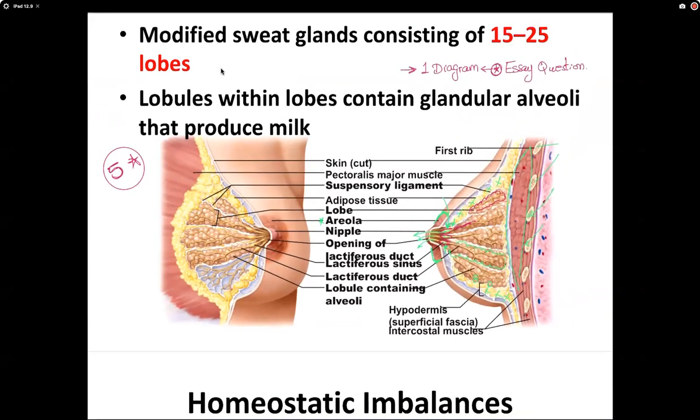So we've got seven important diagrams related to the reproductive system and one big essay question. This big essay question is going to be worth 15 points towards your exam grade. So it's very important to spend an adequate amount of time to prepare for this essay question. All right. Any questions?